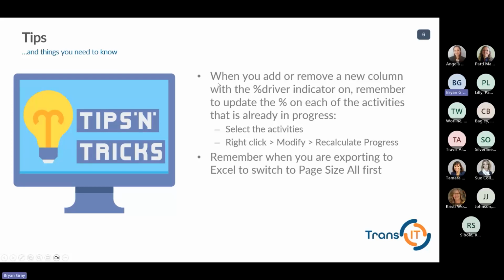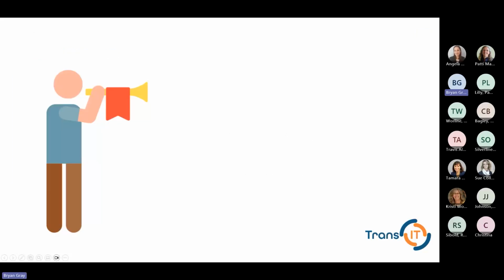So the tips and tricks: when you add or remove a column with a percentage driver, which is your checkbox type column, which I'll show you in just a minute, you do need to make sure that you recalculate your progress so that your status column or your percentage column is showing the correct percentage complete. And then remember when you're exporting to Excel to switch to page size all, and I will show you that as well because that's a significant upgrade.